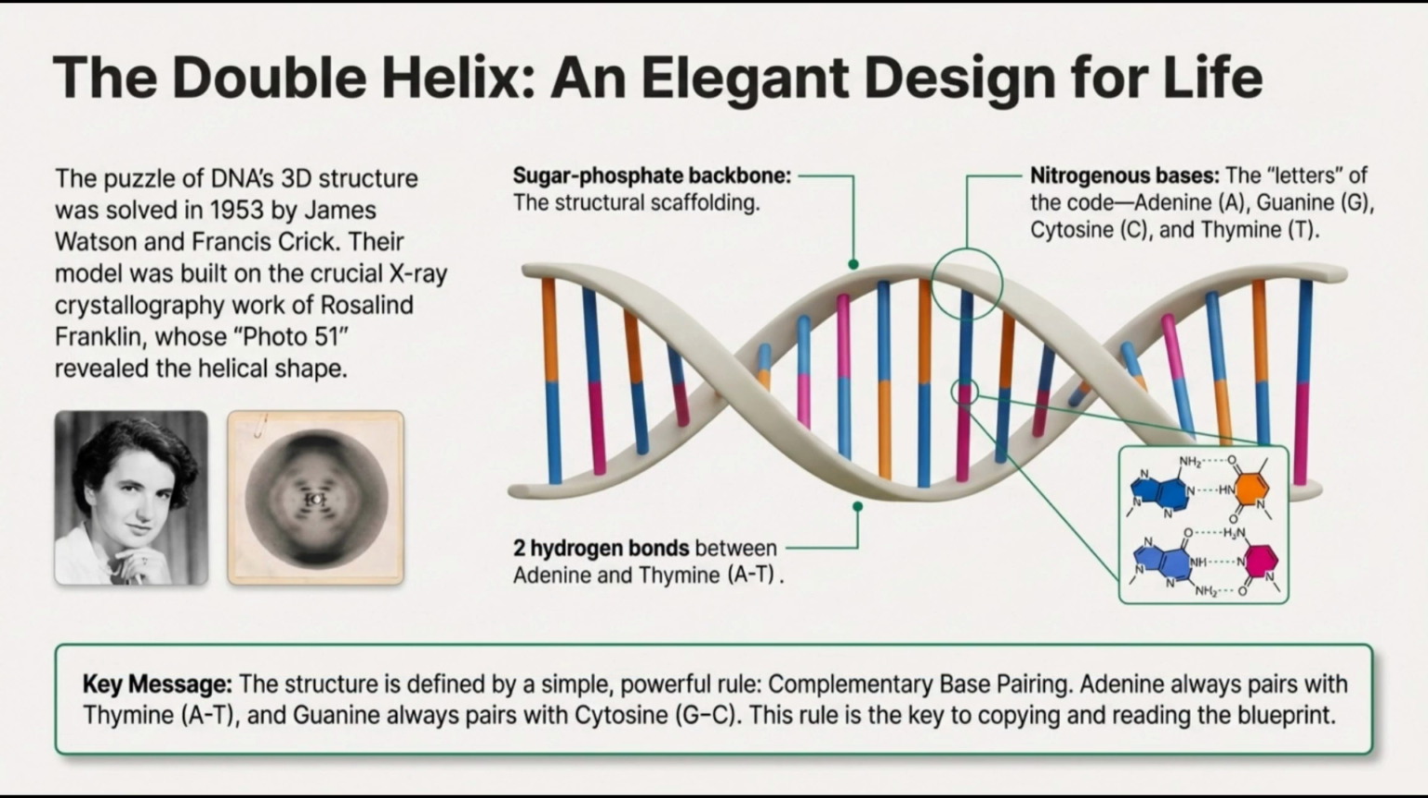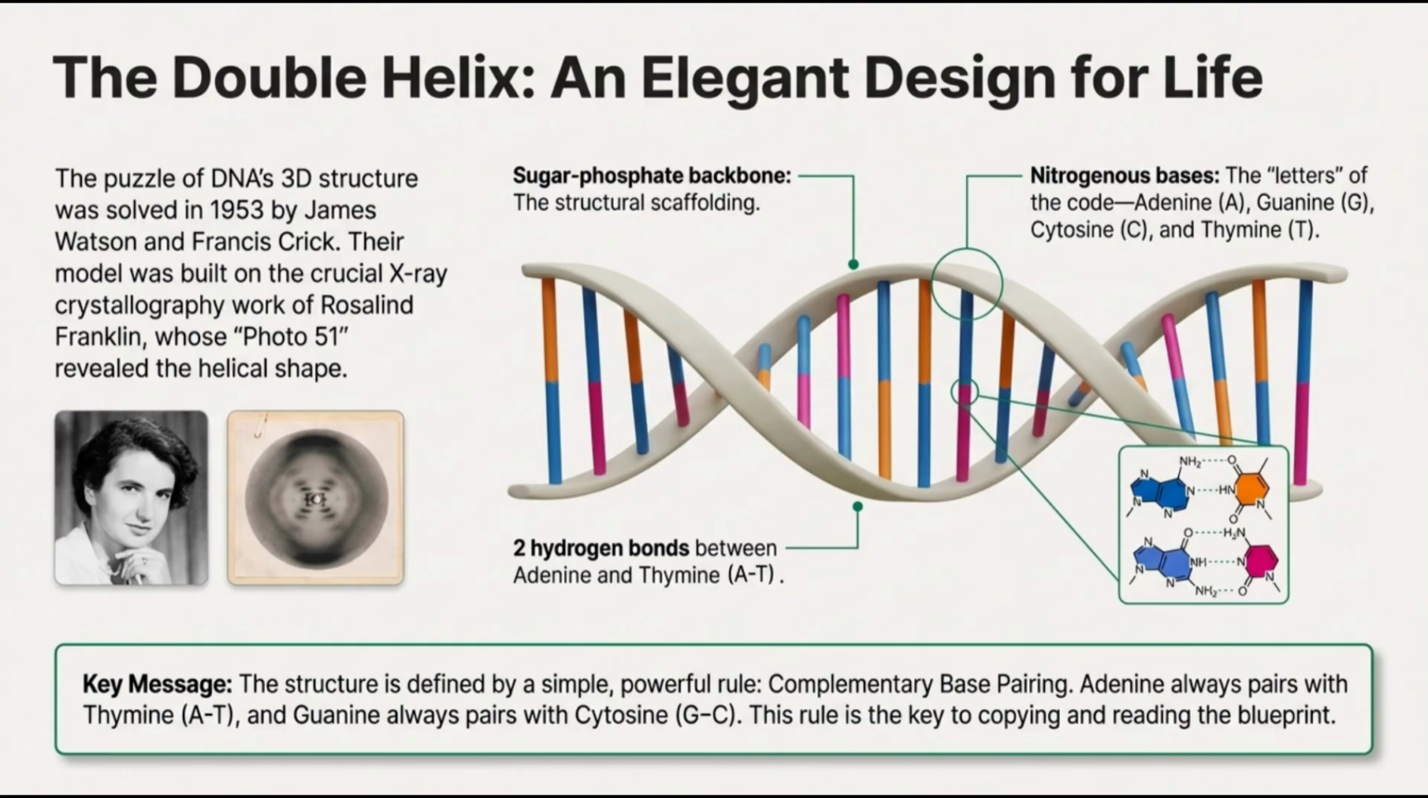So when Watson and Crick were building their physical model, that uniform width was their biggest constraint. If you try to pair two big purines together, say an A with a G, the molecule would bulge out. And if you paired two small pyrimidines, like C with T, it would be too narrow. It wouldn't fit the X-ray data. The only way to keep that perfect, uniform thickness was for a big purine to always pair with a small pyrimidine.